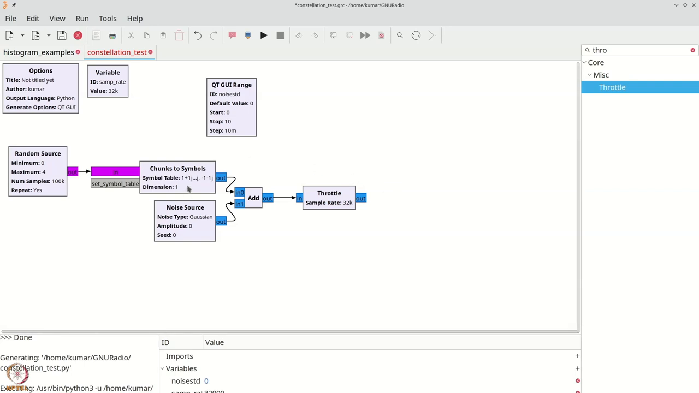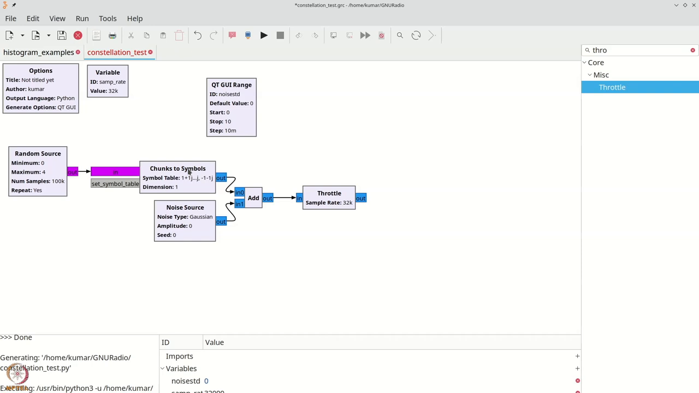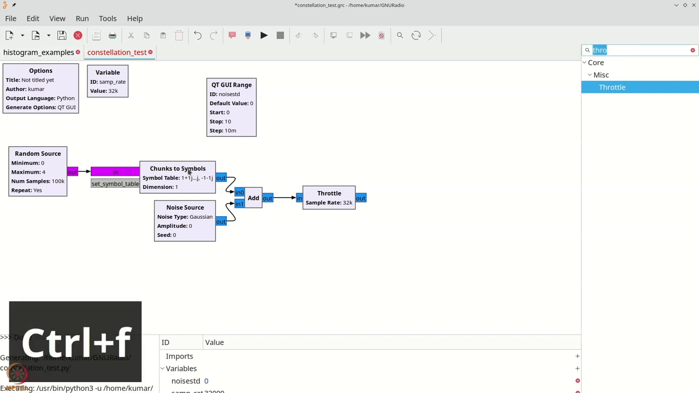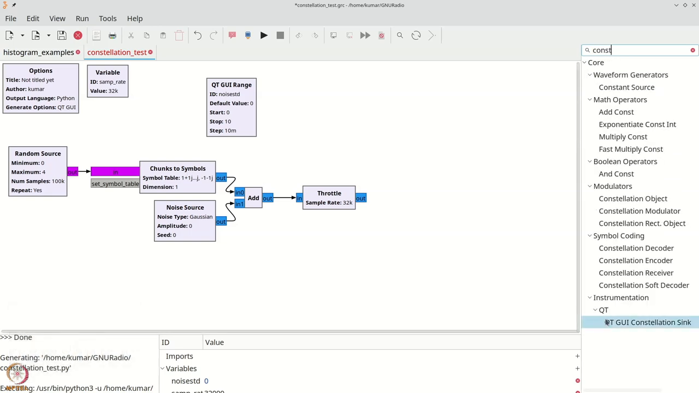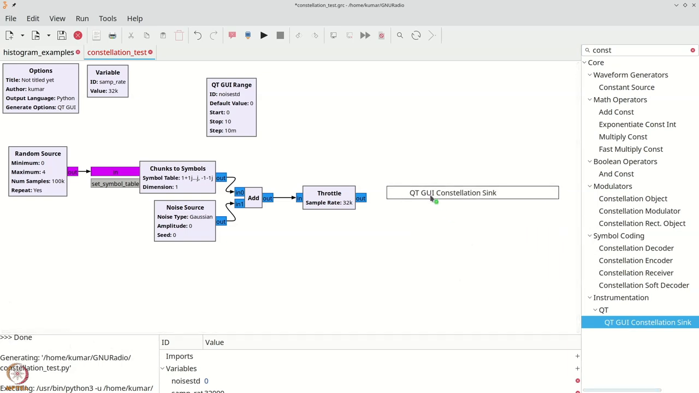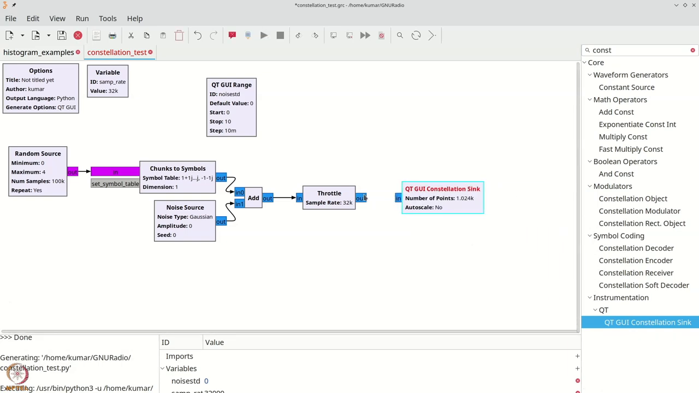So visualizing this in a time sink is essentially going to give you ones and minus ones, a pair of signals, because this is just 1 plus 1j or 1 minus 1j, minus 1 plus 1j. So the real part is plus 1 or minus 1. The imaginary part is plus 1 or minus 1. Therefore, what is more interesting for us is to use a constellation sink. So I'll say Control F or Command F, C-O-N-S-T. So there is this QT GUI constellation sink. Let us grab it and connect it over here.